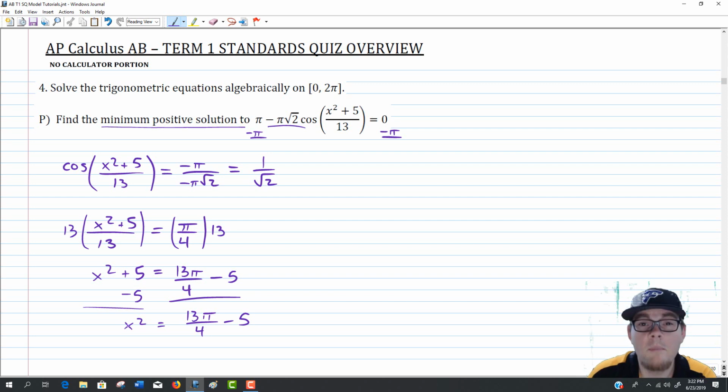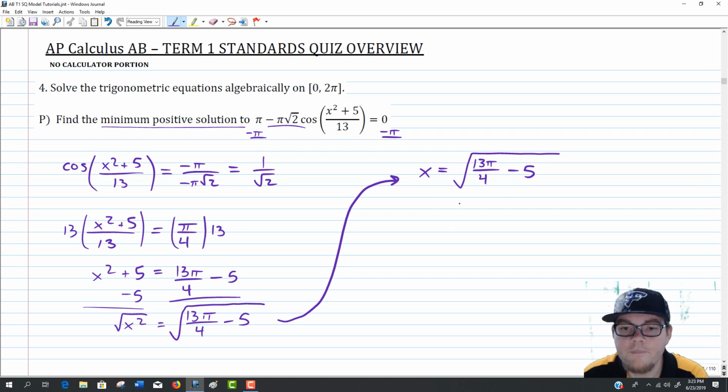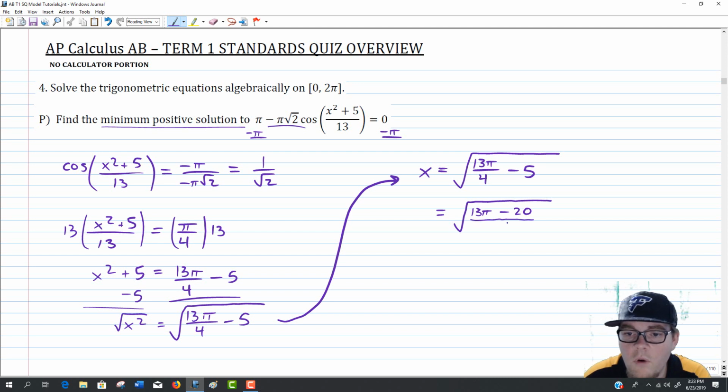And then finally, we want the minimum positive solution. So when I go to solve for x, I'm going to square root both sides. I only need to consider the positive because we're talking about positive solutions. And we'll get that x is equal to the square root of 13 pi over 4 minus 5. Now, if you are a common denominator kind of person, that's fine. You be you. We could get a common denominator of 4 in this case, and we could get 13 pi minus 20 all over 4. Or if you wanted to go even further, since the square root of 4 is 2, you could even write this as the square root of 13 pi minus 20, all divided by 2.